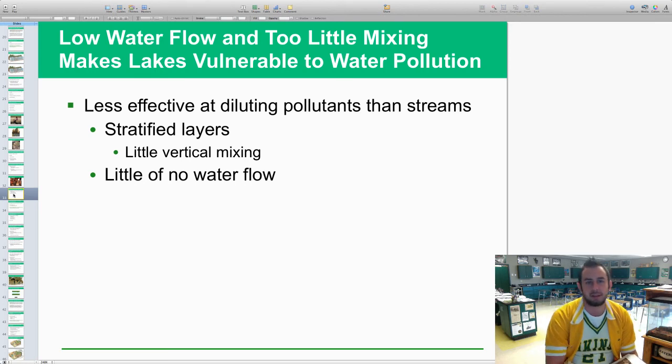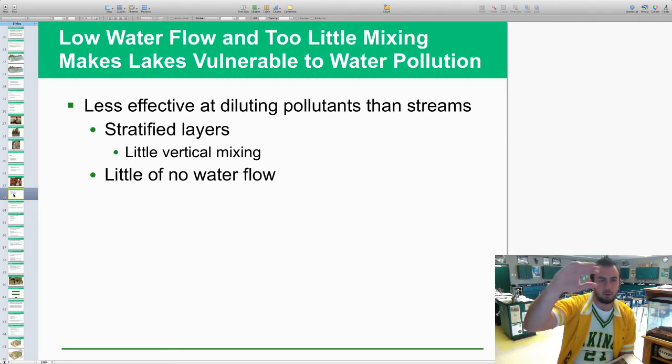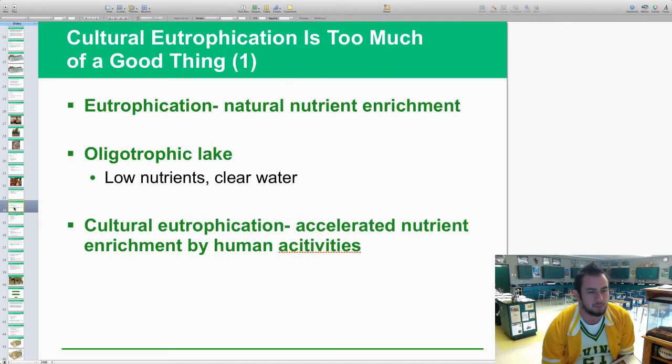Low water flow and too little mixing make lakes vulnerable. So let's take a look at lentic systems, lakes. They are very vulnerable to water pollution because they don't have flowing water, so lakes are much less effective at diluting pollutants than streams are. They have stratified layers, a warmer layer at the top and cooler on the bottom, with a thermocline in the middle. So there's little vertical mixing and little to no flow, which is very bad for dilution and dealing with water pollution.